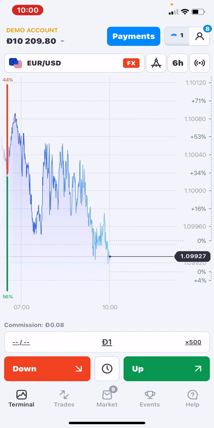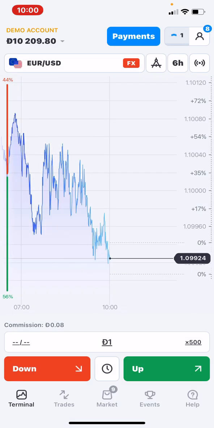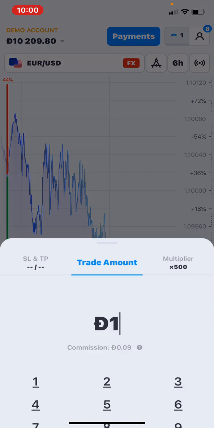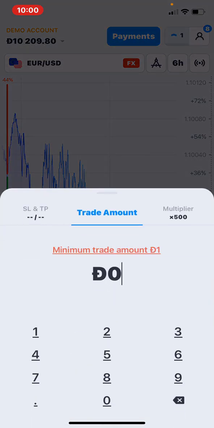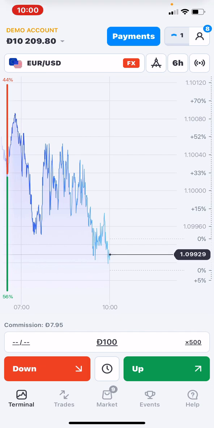As you can see here, you don't see any time indicator. It's only doing a 500 multiplier. That means if you want to trade with $100, you get 500% of $100, like $500. So that's how it is.